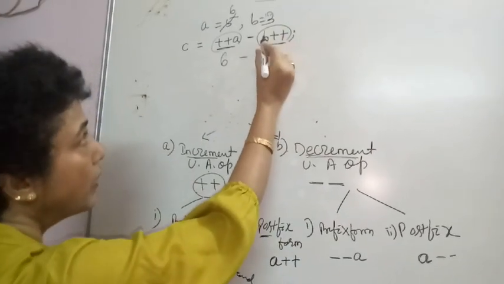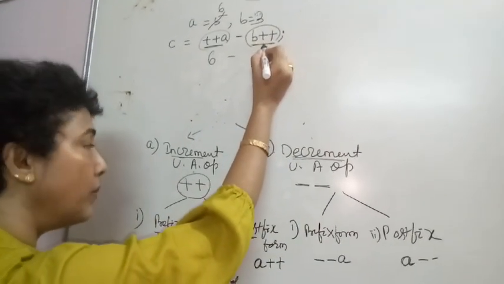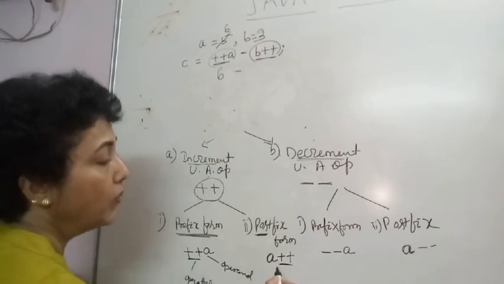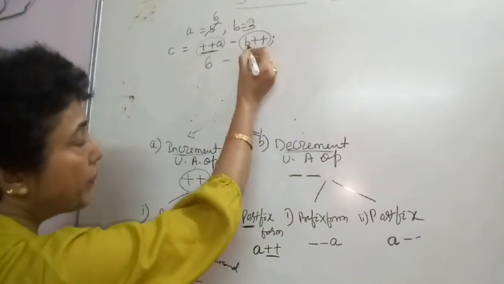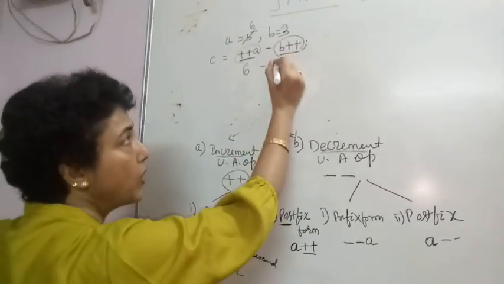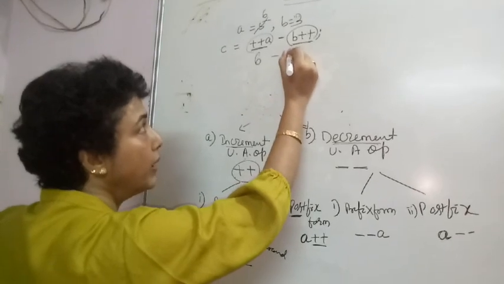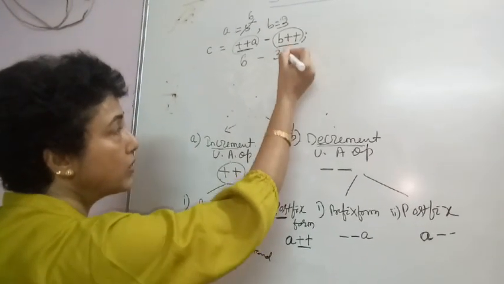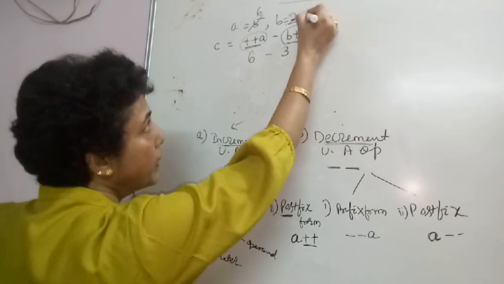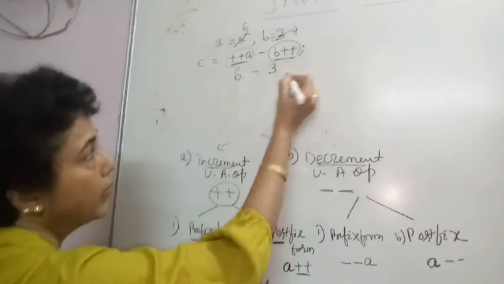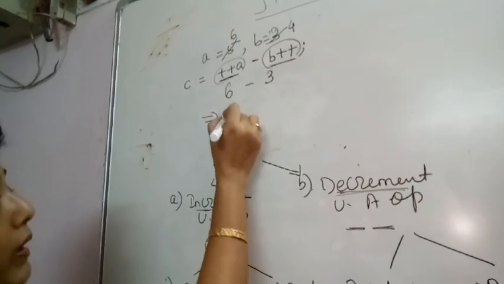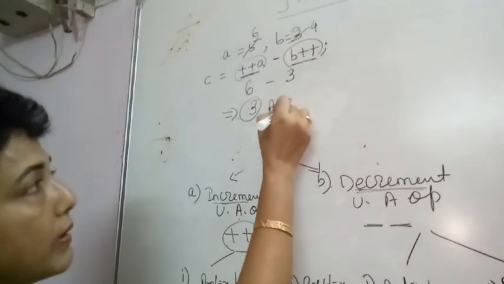Here the variable b is also taking the increment operator, but in which form? In the postfix form, where the operator appears after the operand. So the existing value of b, that is 3, will be taken for calculation. Then this 3 will increase by 1, becoming 4. Now you solve this: 6 minus 3 is 3. So this is your answer.